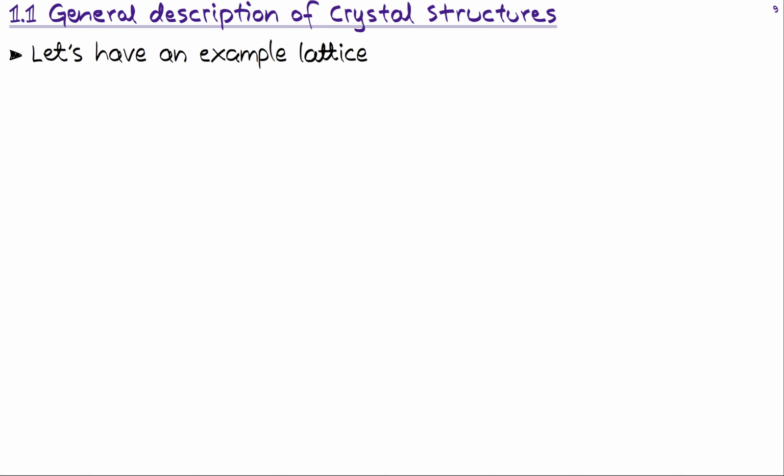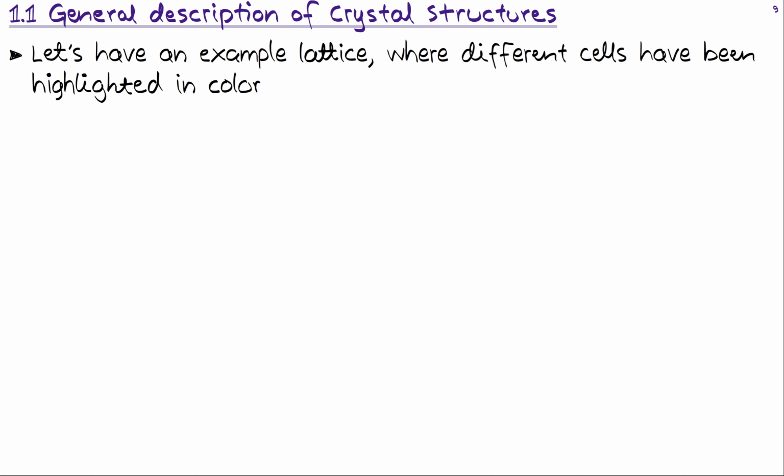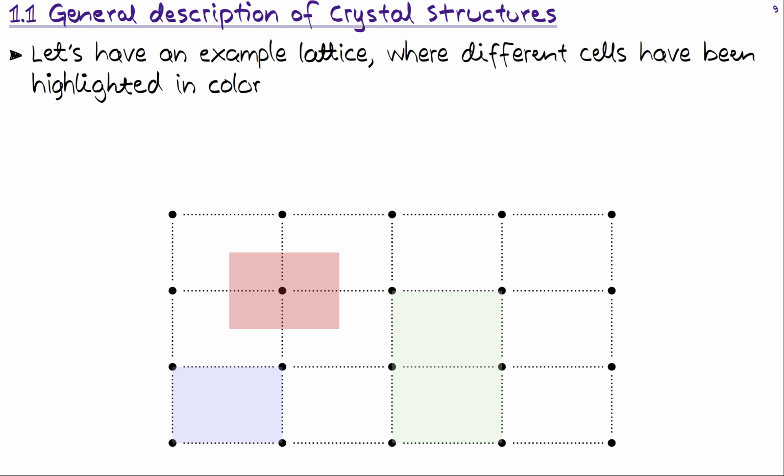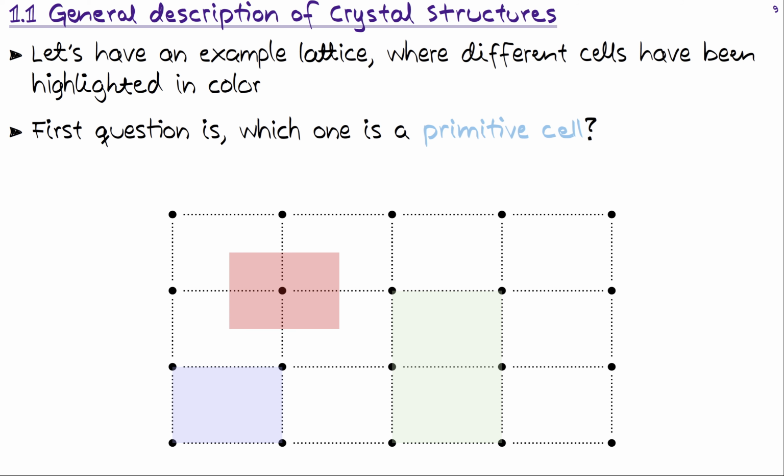And let's now just ask you some questions so that you can verify whether you have grasped these concepts. So let's study an example lattice, and there we have different cells, and we have highlighted them in different colors like this. And I will just now ask you questions, and then hopefully you already know the answer. So the first question I want to ask is: which of these is a primitive cell? And now you can pause the video and answer the question.